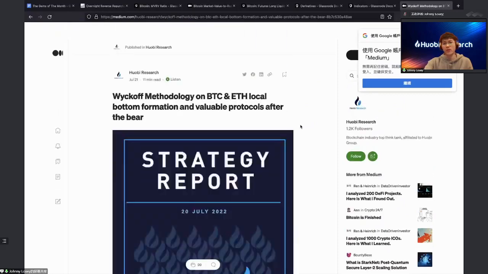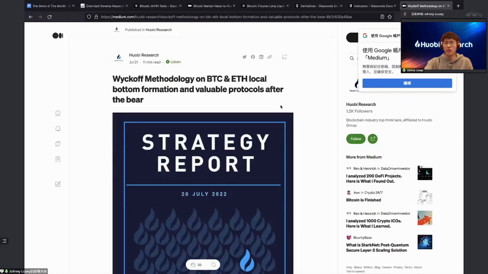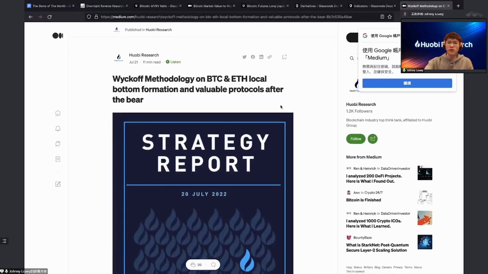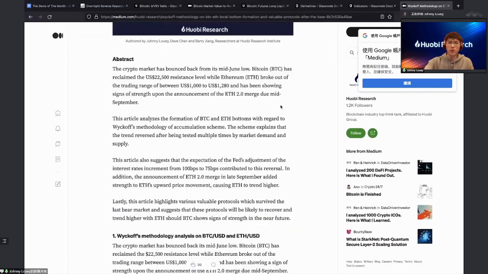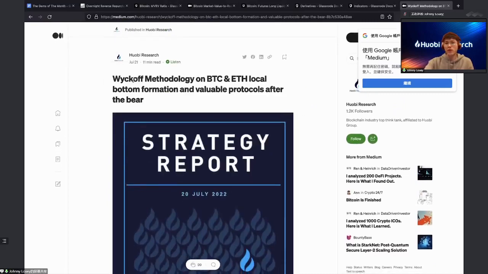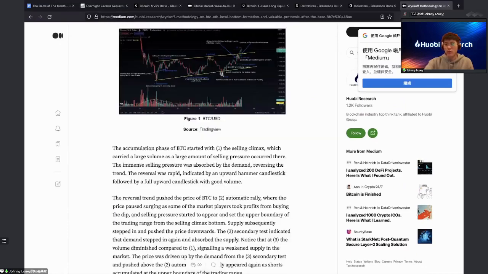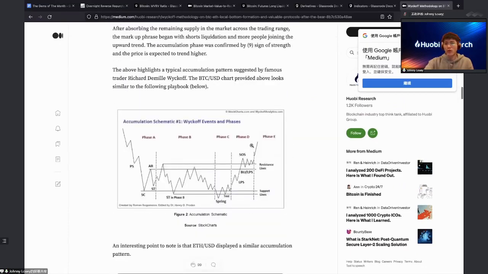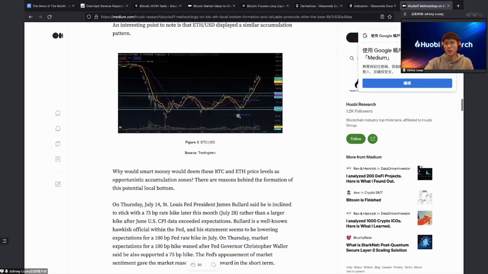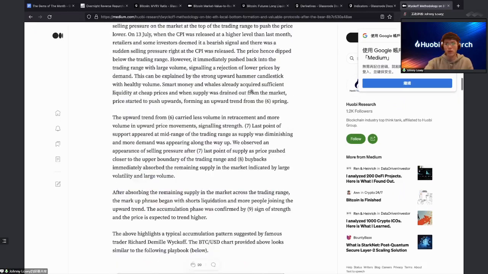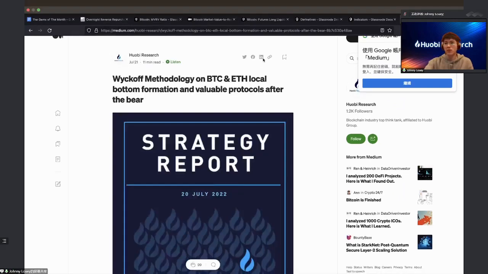If you want to learn something about Wyckoff methodology, because it's super cool, you can evaluate whether the market is in an accumulation phase or distribution phase. Check out our report on Huobi Research. You can just search for the Wyckoff methodology on Bitcoin and Ethereum local bottom formation and variable protocols after the bear. And we actually predicted the local bottom back in June, for real. I wrote this research paper back in June, and then Ethereum pumped to around 2K, almost a double. So definitely check that out.